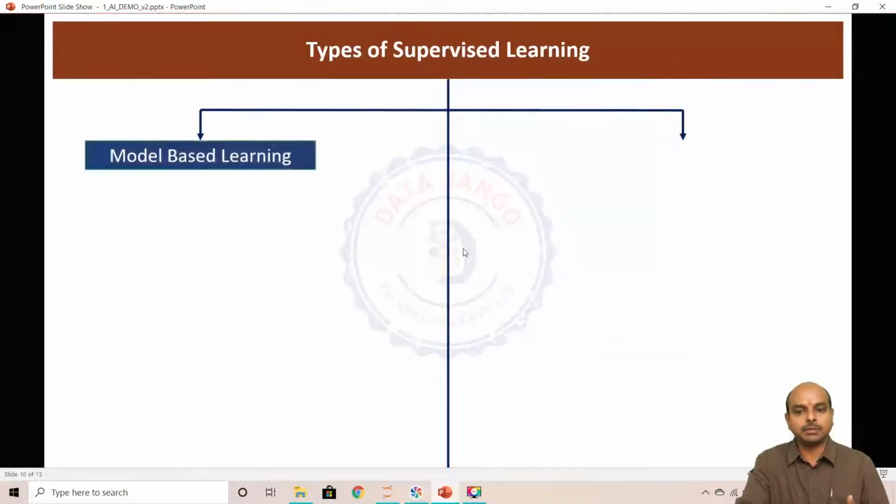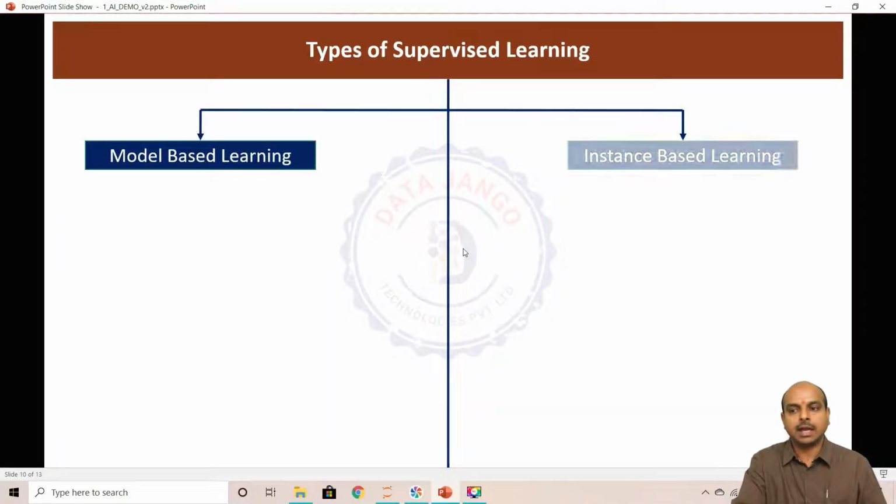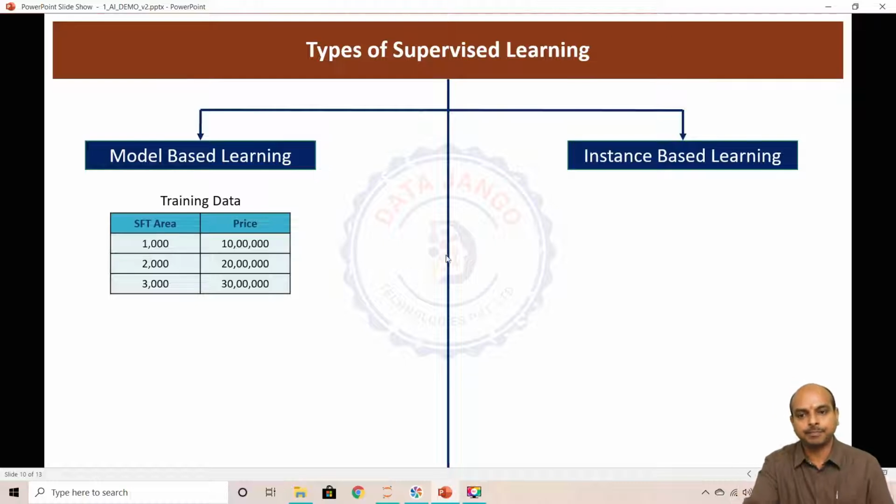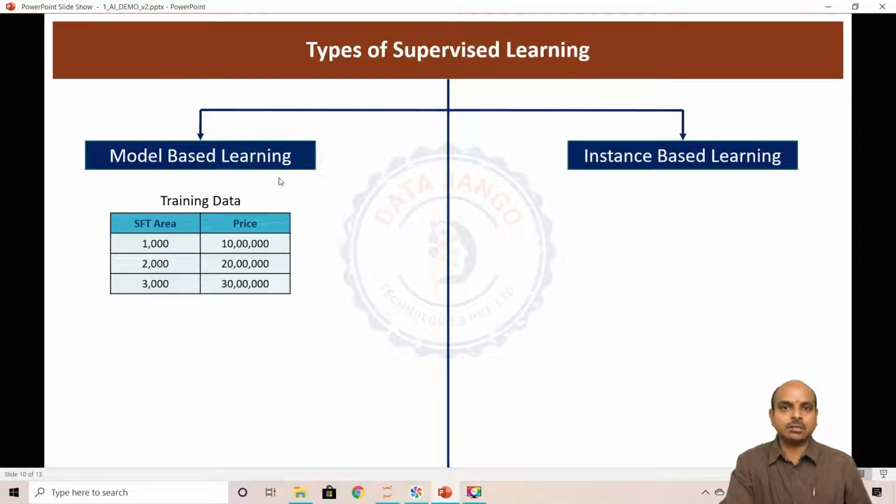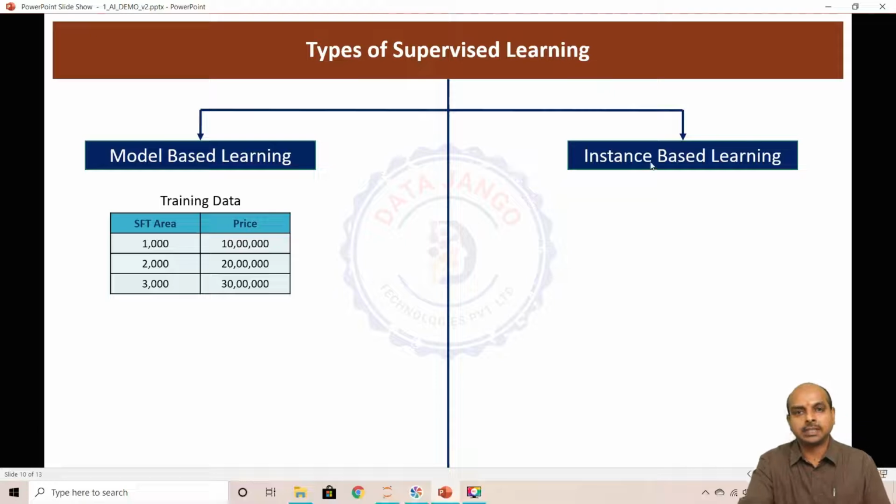There are two types. One is model-based learning and the second is instance-based learning. Model-based learning is the most used, or most popular. Even deep learning algorithms are model-based learning algorithms. Instance-based learning is less used. I'll explain why in a moment. But let us first understand what model-based learning is.